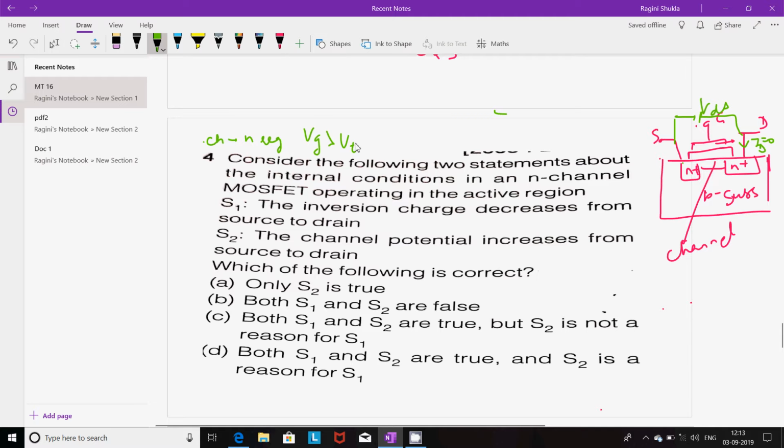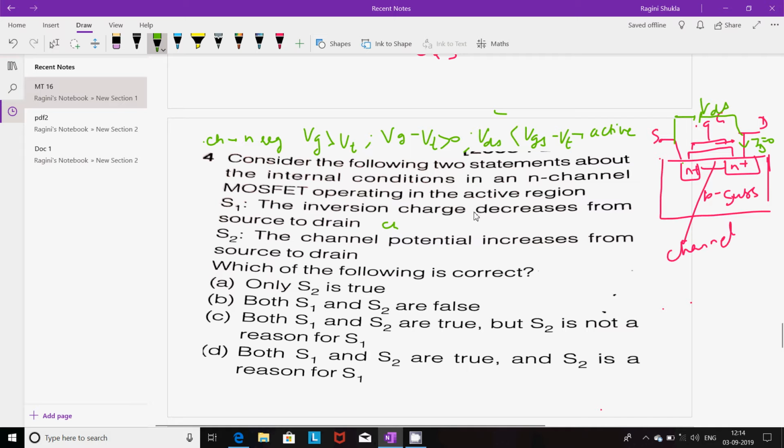In order to establish the channel, we have to put gate voltage greater than Vt, which implies that VG minus Vt should be positive. In order to establish the channel, VDS should be less than VGS minus Vt. This is known as the active linear or triode region. So we have given that the NMOS is in triode region, because we are going to establish a channel.